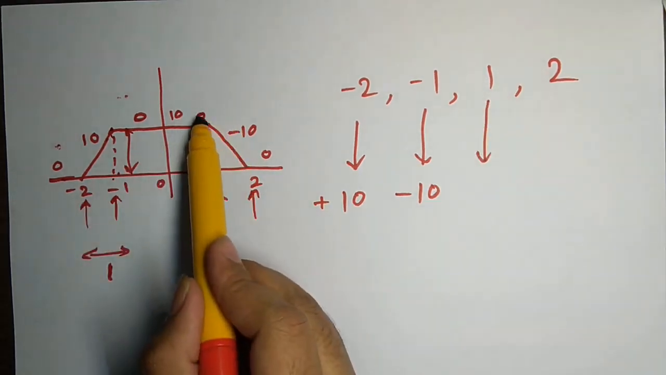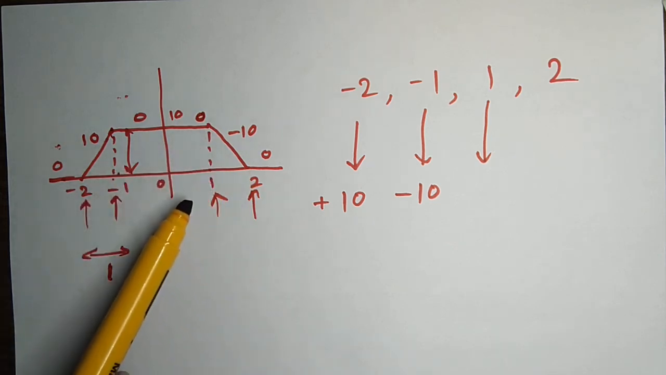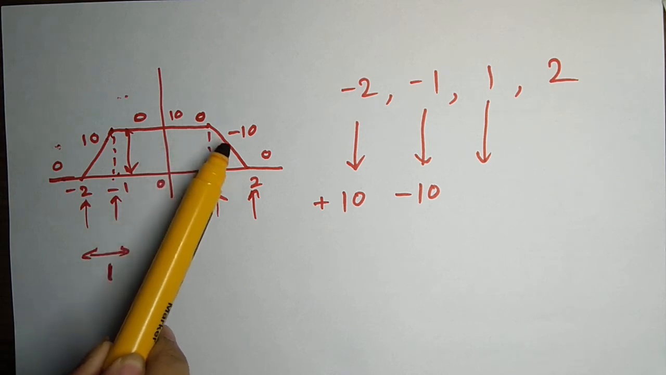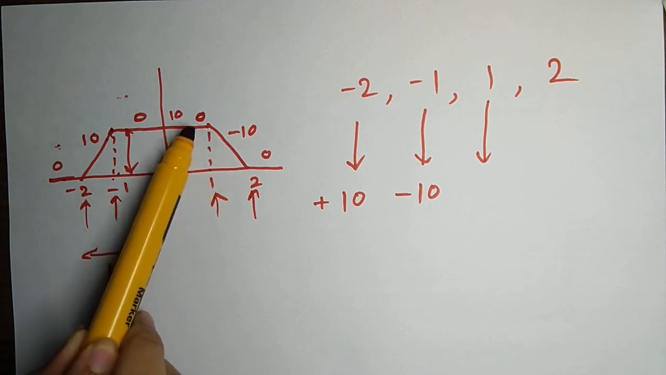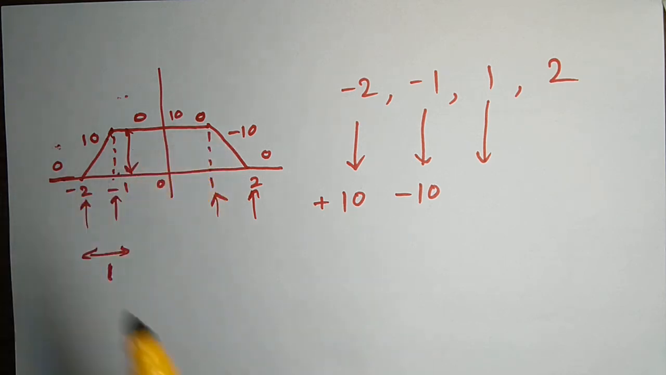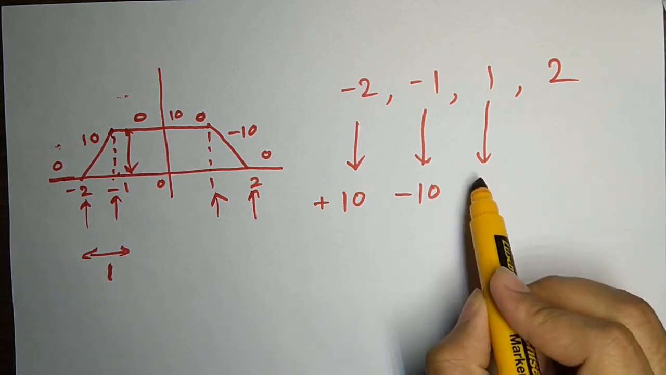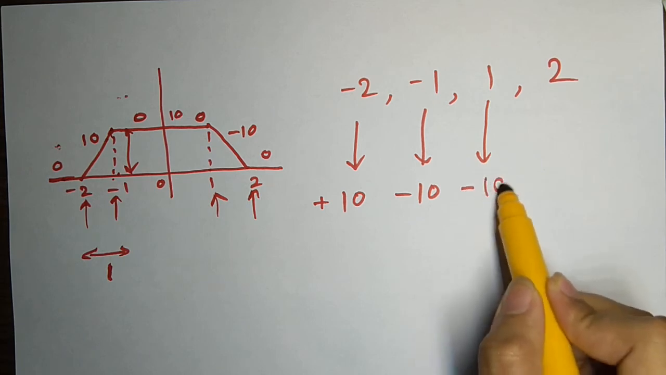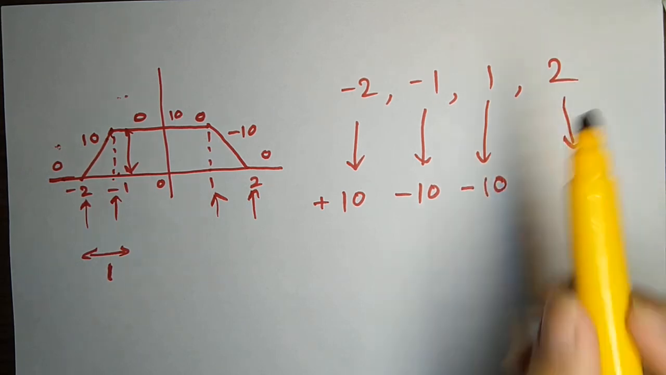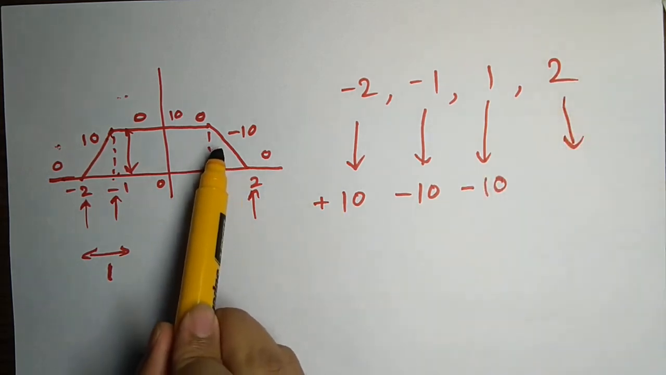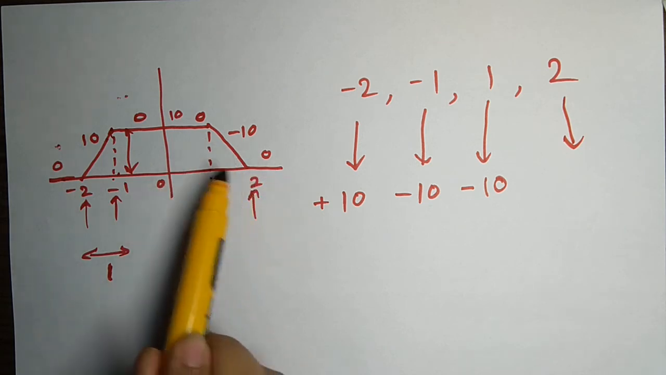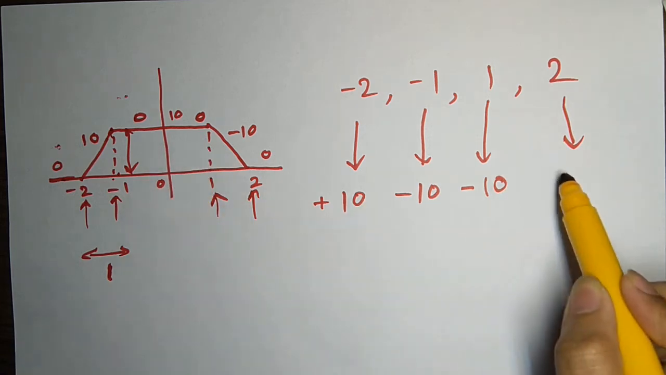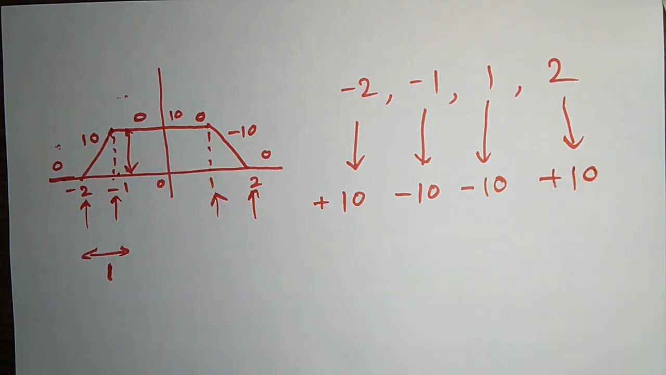Now here it is 0. At t equal to 1, the slope changes from 0 to minus 10, so it reduces. Right? So it reduces by minus 10 minus 0, that is minus 10. And similarly at t equal to 2, it changes from minus 10 to 0. That means the slope increases. Minus 10 to 0, that is 0 minus minus 10, that is plus 10.